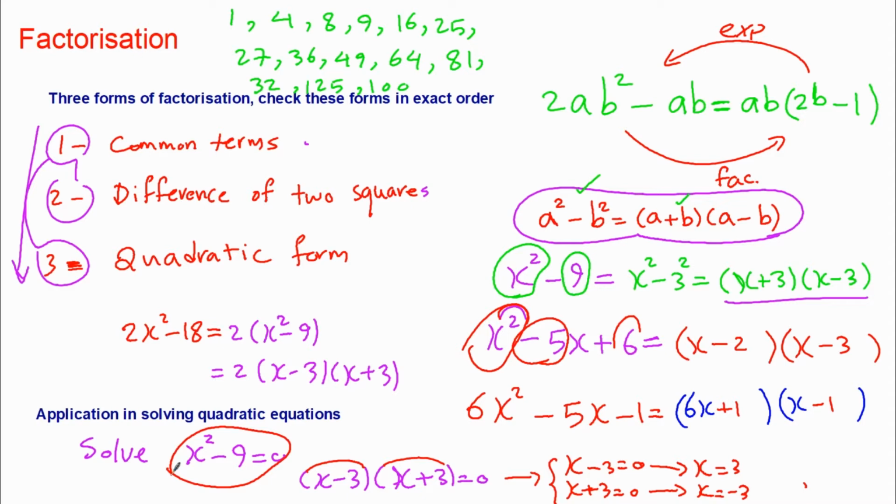In the same way, if the question was solve 6x squared minus 5x minus 1 equals 0, again we factorize it like this and equate each one of these terms to 0. So the answer for this one, if we equate that to 0, would be x equals minus 1 over 6. Equate that to 0, x equals 1. So one of the applications of factorization is solving equations.